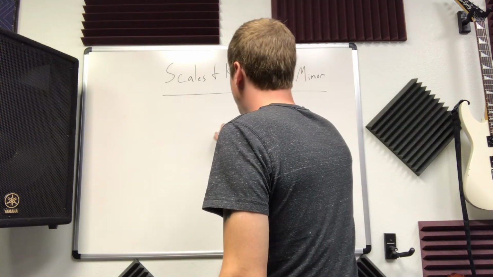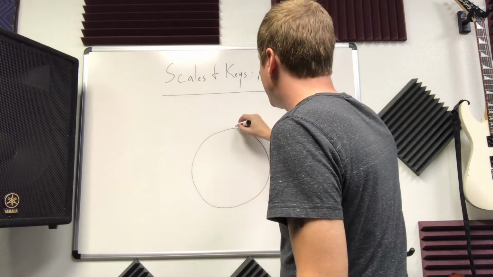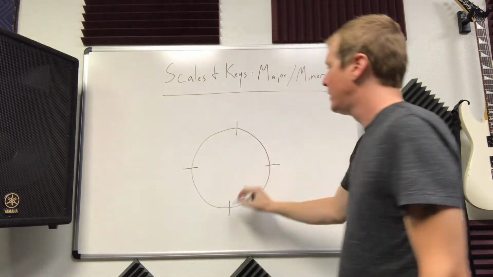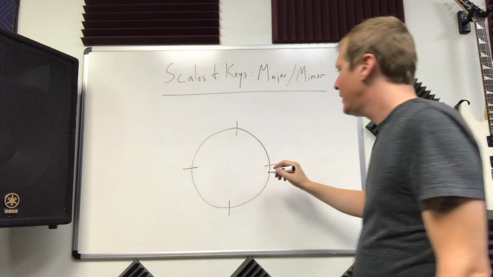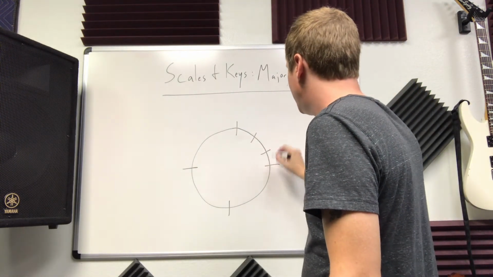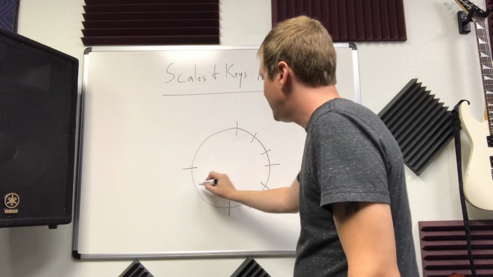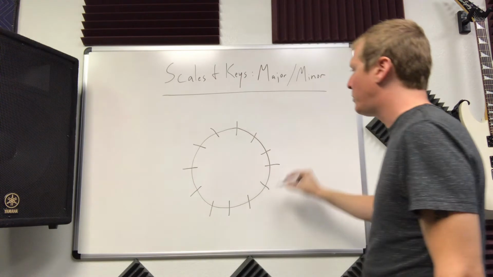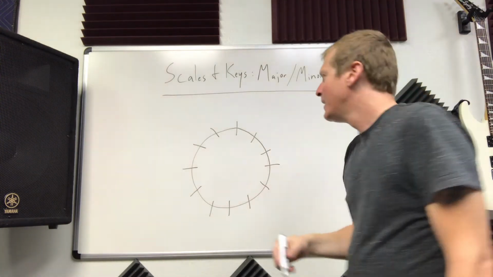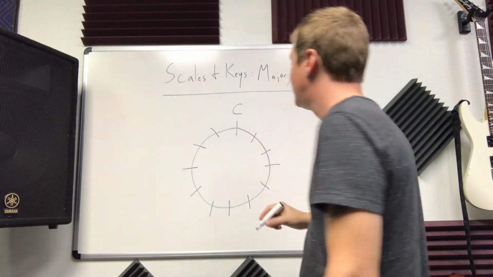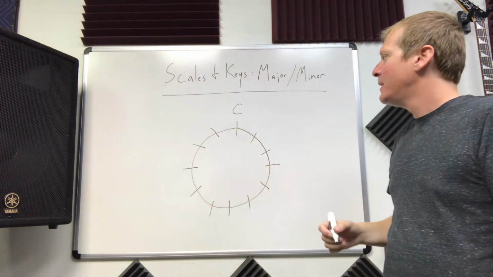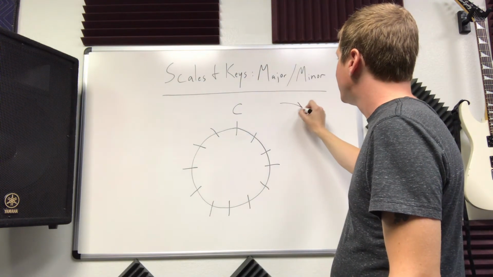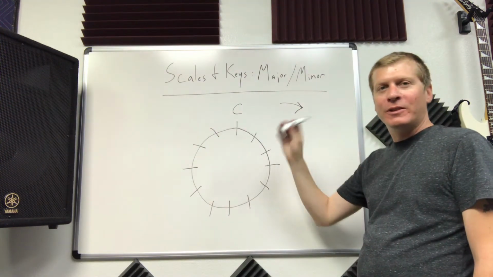So we're going to start with drawing a circle. Then we're going to label 12 points on the circle like a clock. So I start with the 4 on either side, and then do 2 in between each side, giving you a basic 12-point clock going around. Then at the top, we're going to put C. So the key of C is at the top. Now with the circle of fifths, the first way we're going to think is going this direction. This is clockwise on the circle of fifths.